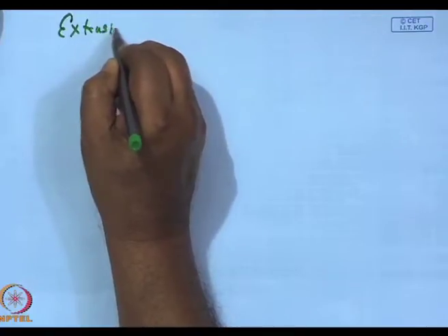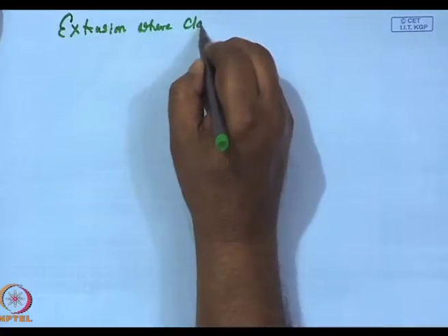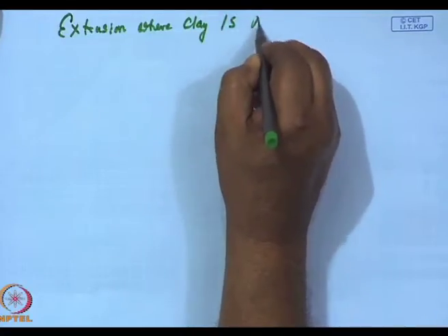Just before the intermission, I talked to you about systems which need to be functionalized. Now, let me take specific examples, say extrusion, where clay is not used.